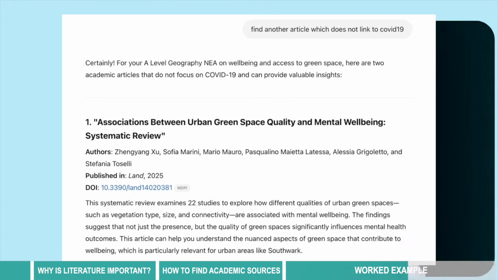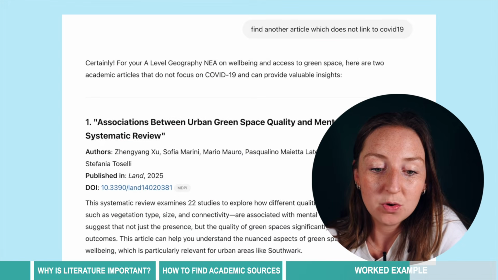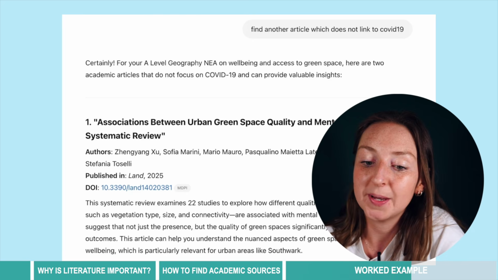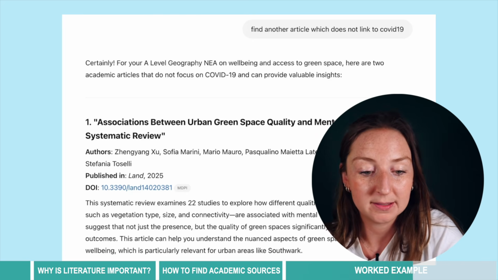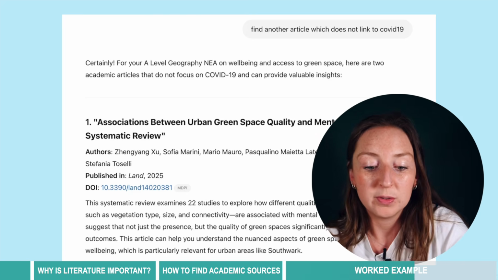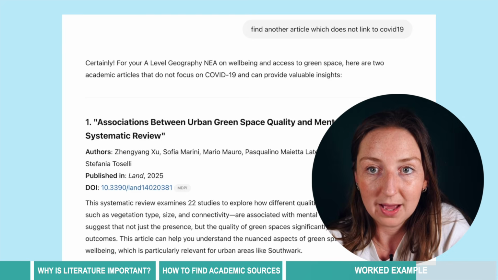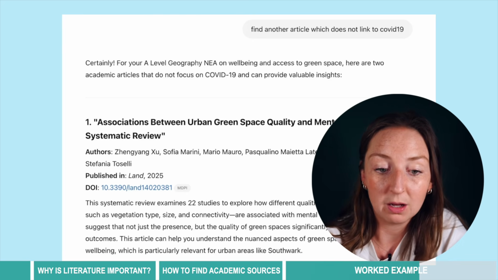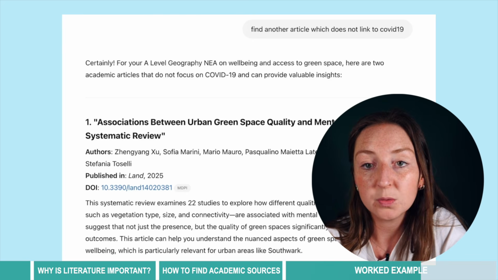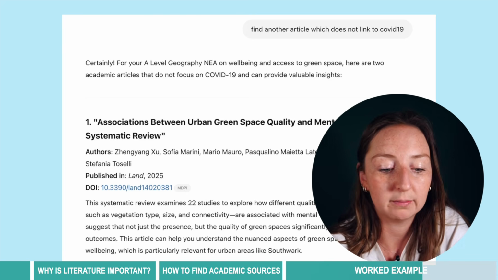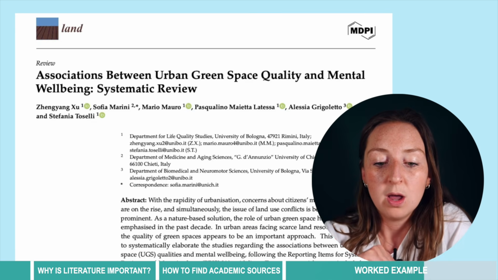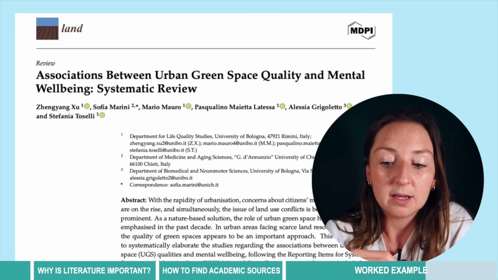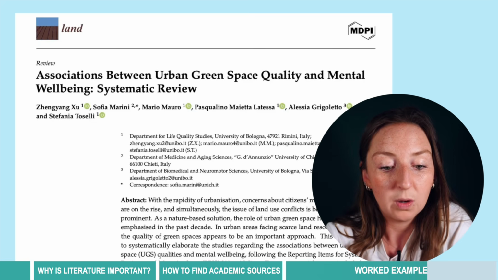And they came up with 2 different articles. One was the association between green urban space quality and mental well-being, a systematic review. And then the second one was the importance of green space for mental health. Now, this one I also found really interesting. Again, this was a free article, so I had a read of it, and these were the following things that I found really interesting. The article talked about how the quality of green spaces may be a crucial factor influencing well-being.